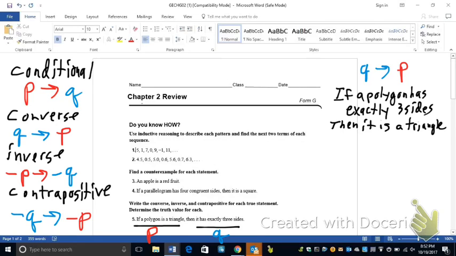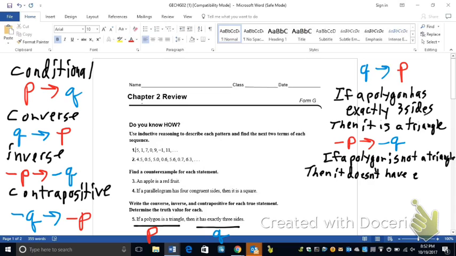So now we're looking at the inverse. The inverse being if not P, then not Q. If not the hypothesis, then not the conclusion. So instead of saying if a polygon is a triangle, then it has exactly 3 sides, we say if a polygon is not a triangle, then it doesn't have exactly 3 sides. Now why the exactly here is important is because a square has 3 sides. A pentagon has 3 sides. They also have 4 sides and a 5th side, but they do have 3 sides. So we want to say, again, we're looking for precision here, so we're going to say it has exactly 3 sides.